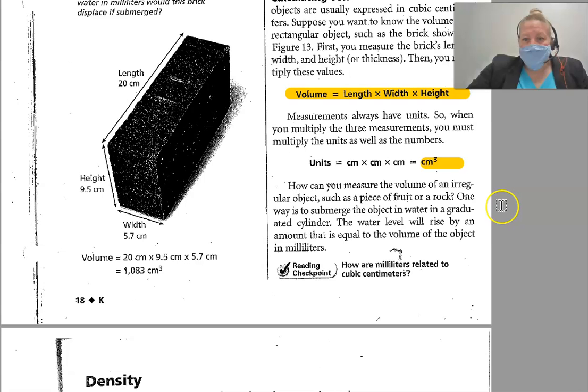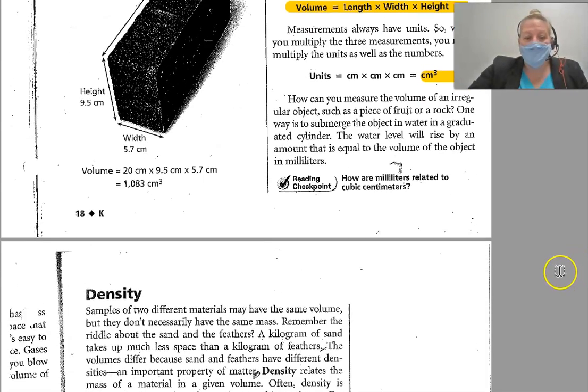How can you measure the volume of an irregular object, such as a piece of fruit or rock? One way is to submerge the object in water in a graduated cylinder. The water level will rise by an amount that is equal to the volume of the object in milliliters.